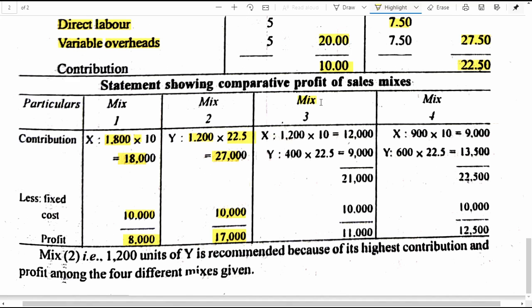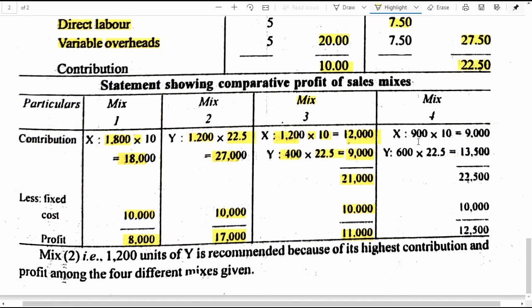Then mix number 3, 1200 units of X, 400 units of Y. So 1200 into the contribution margin per unit of X 10 rupees is equal to 12,000 rupees. Then 400 units of Y into contribution margin per unit of Y 22.5, it comes to 9,000 rupees. So the total contribution through sales mix 3 is 21,000 rupees. If you subtract the fixed cost 10,000 rupees, you get the balance of 11,000 as what? Profit through sales mix number 3.